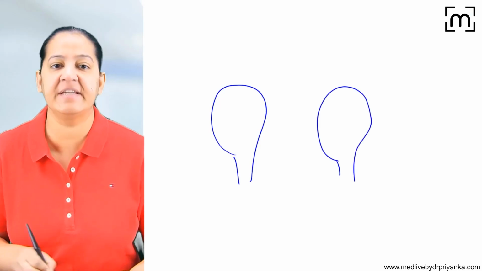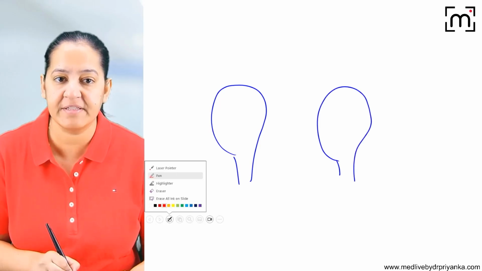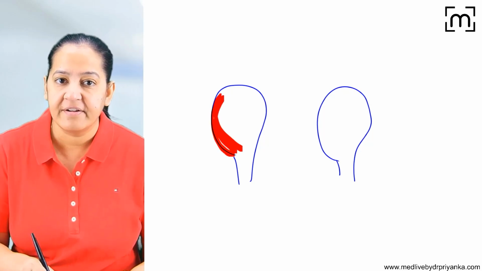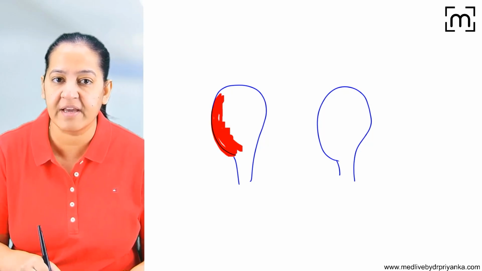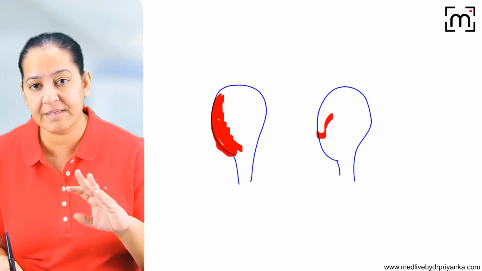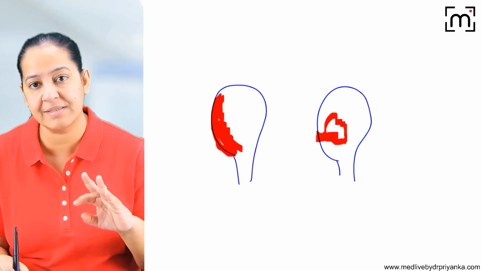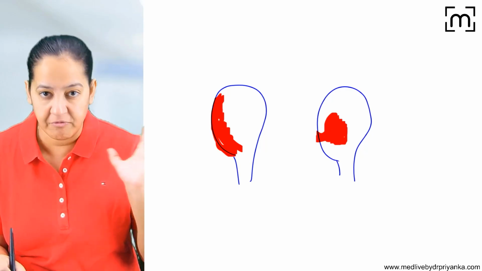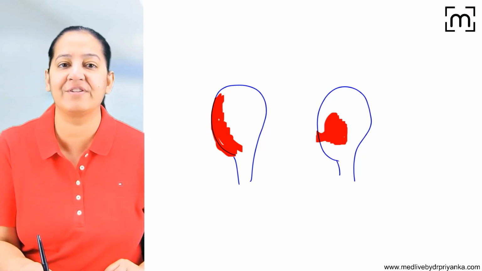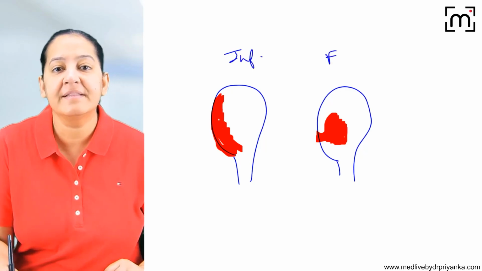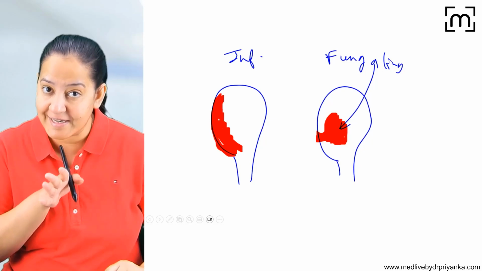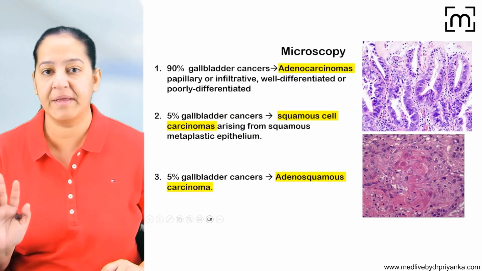So in infiltrating type, the wall of the gallbladder gets thickened and there is irregular thickening in the wall of the gallbladder. There is no mass. But in fungating type, there is a cauliflower-like irregular mass that is protruding from the wall into the lumen like this. So you can see the 2 patterns in front of you. This is infiltrating pattern. This is fungating pattern. In fungating pattern, the cauliflower-like mass is protruding into the lumen of the gallbladder.